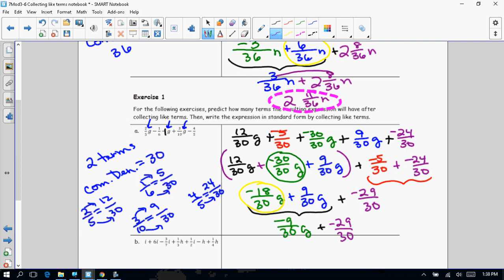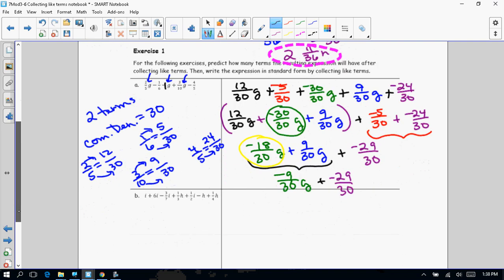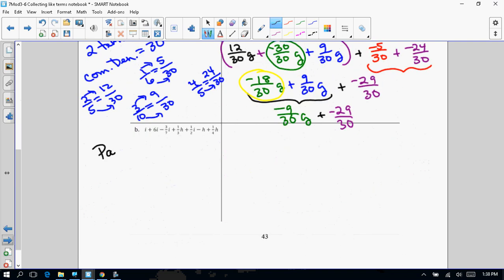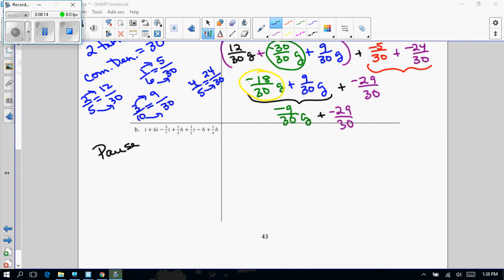I would like you guys to hit pause and try letter B. I know they're tricky. I know they're intimidating, but give it a shot, you guys. You are better at math than you realize. Give it a shot.